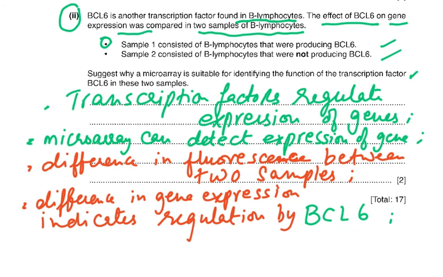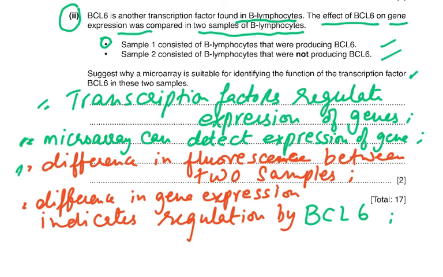Now, transcription factors, you tell me what are transcription factors. So transcription factors regulate the expression of the gene. Because when transcription takes place, then automatically translation is going to take place, so that protein is going to be made. Otherwise, it won't be made. No transcription, no translation, no protein will be made. So microarray can detect the expression of the gene. So the first point was transcription factors regulate expression of gene. Second was microarrays can detect expression of gene.